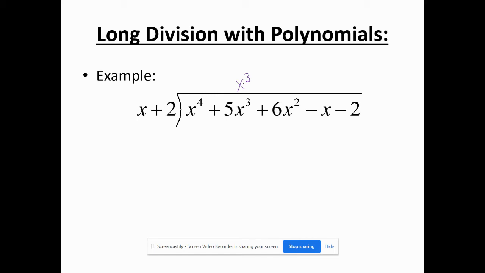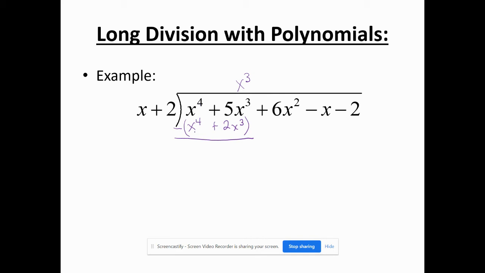And here I start multiplying. I'm going to do x to the 3rd times x. And then I'm going to do x to the 3rd times 2. Just like with the numbers, I'm going to subtract the quantity. So that felt much easier to do with numbers. This feels a little bit more wonky.